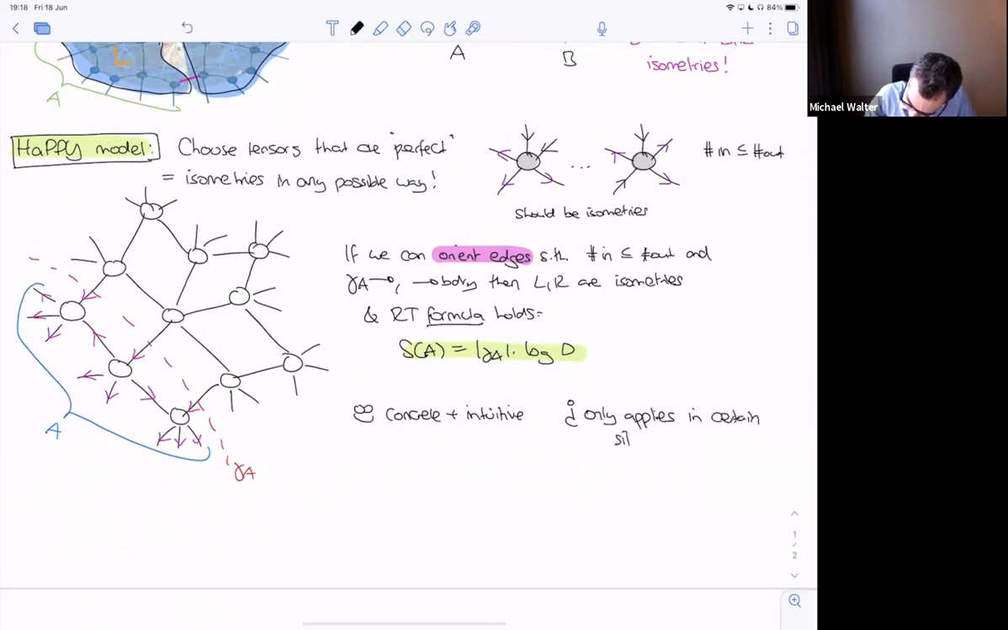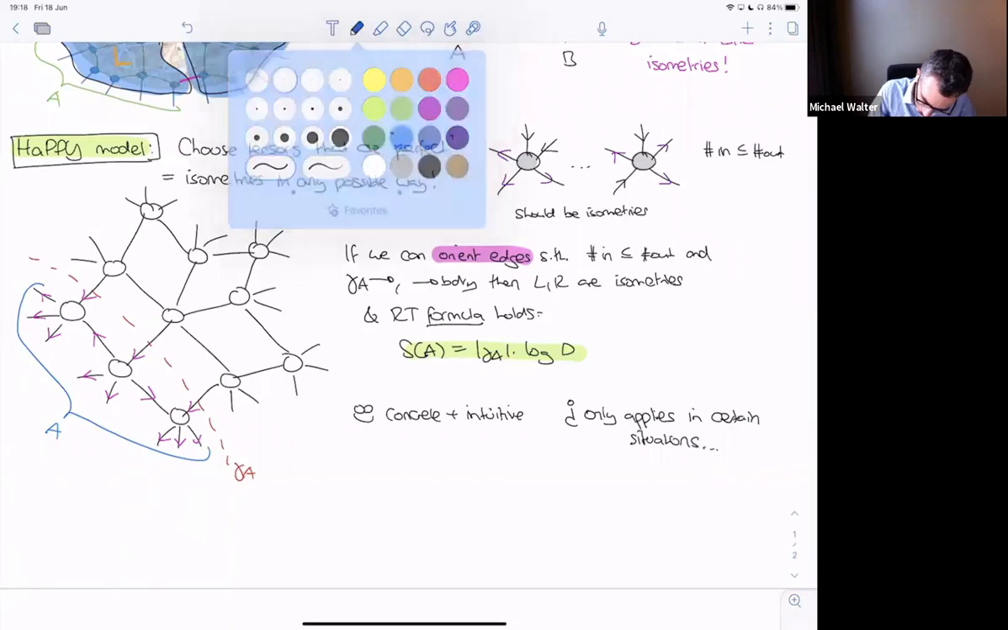Of course, it applies in a case of much interest, which would be some kind of negatively curved regular tiling of the hyperbolic disk, and single interval subsystems. But one might still ask, is there another way of doing it?